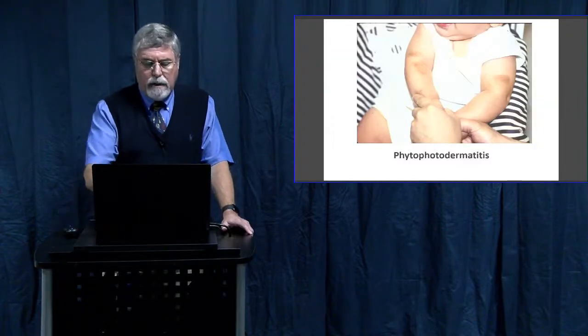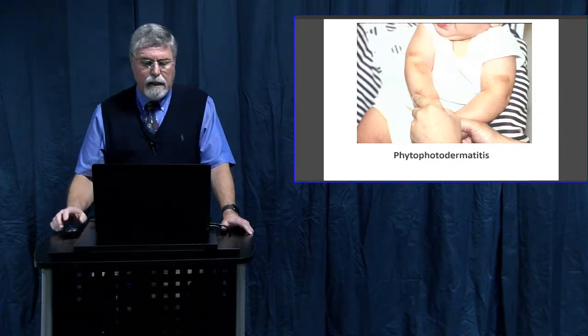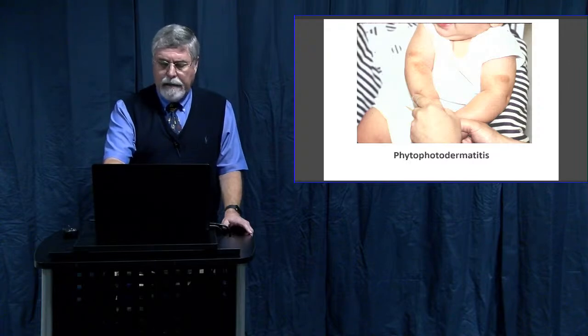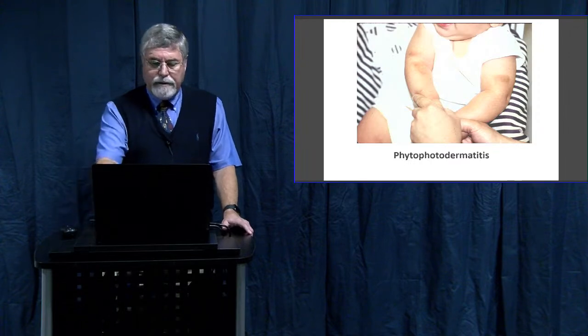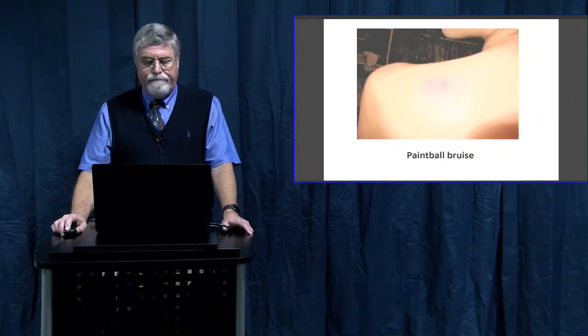This is a case of what we call phytophotodermatitis. The mother was cutting limes on the back porch, making margaritas, had lime juice on her hands, turned around and held the child for a minute, and then went back, and with the sunshine, the lime juice got these marks that can look pretty dramatic.